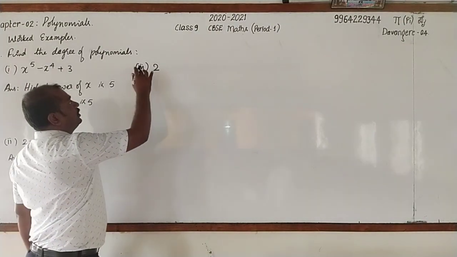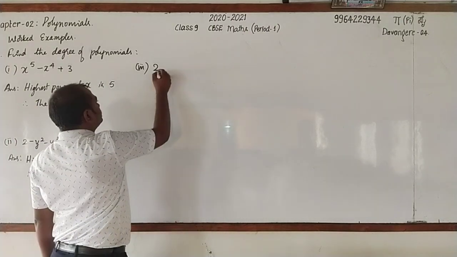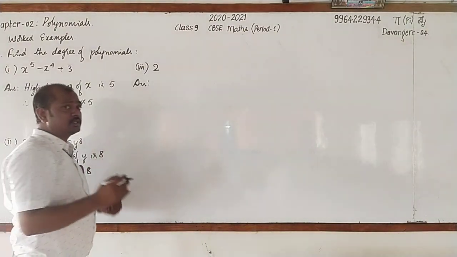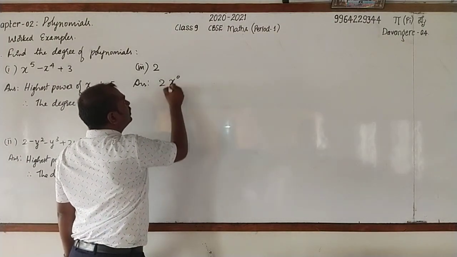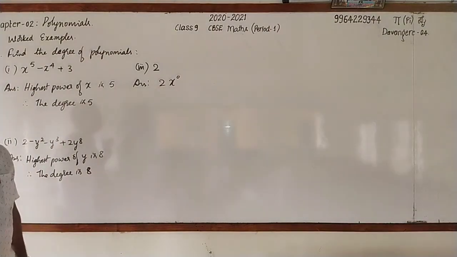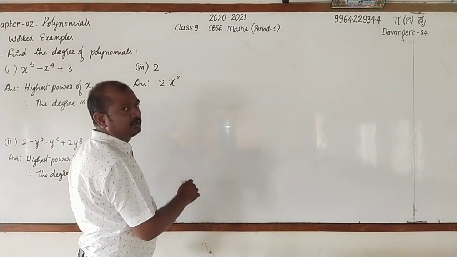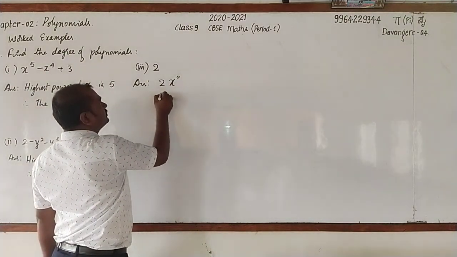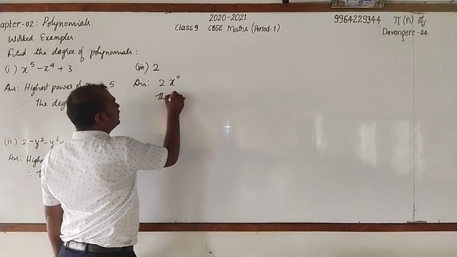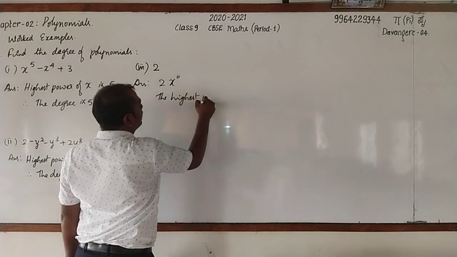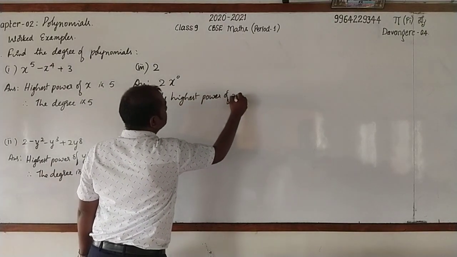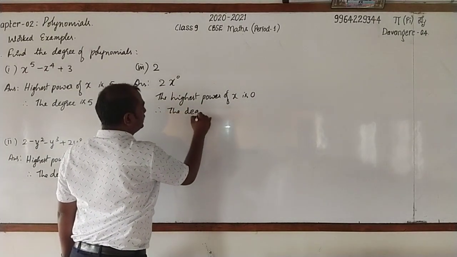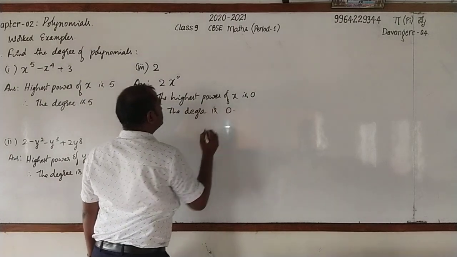Next, third one. Now here, 2 is there. Dear students, you all know that 2 can be written as 2 into x raised to the power 0. Right? What is the variable involved? X. Power is 0. Hence, we can write the highest power of x is 0. Therefore, the degree is 0.